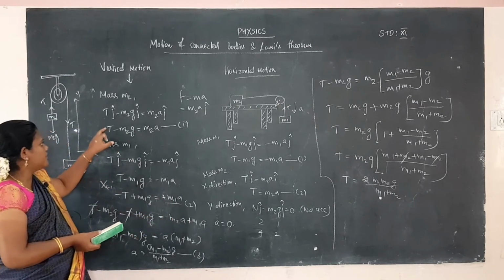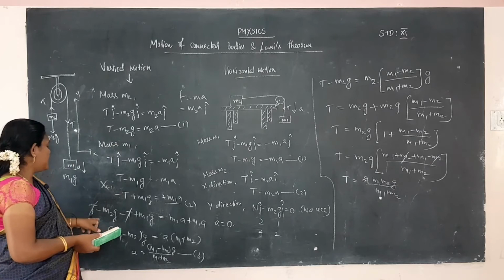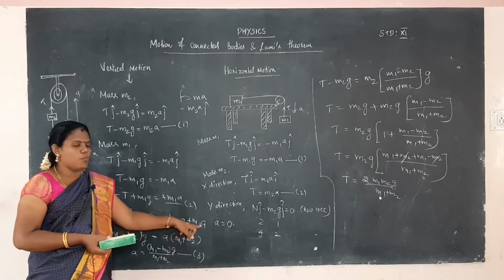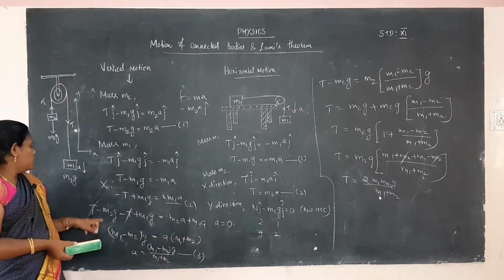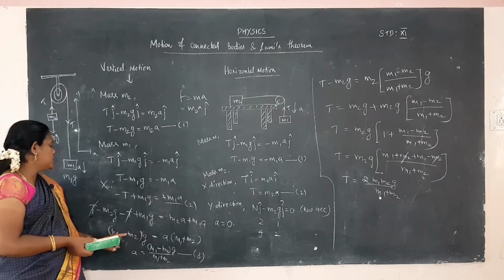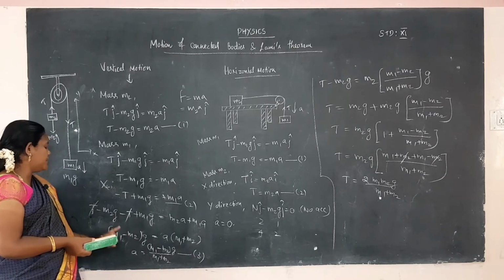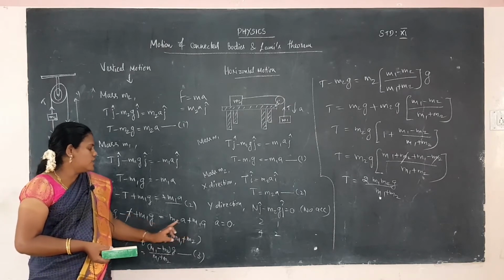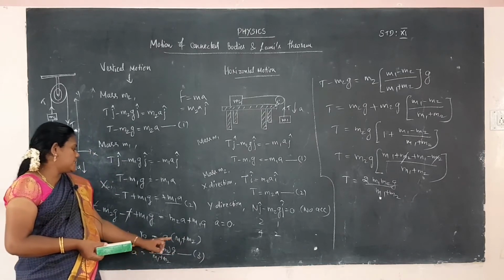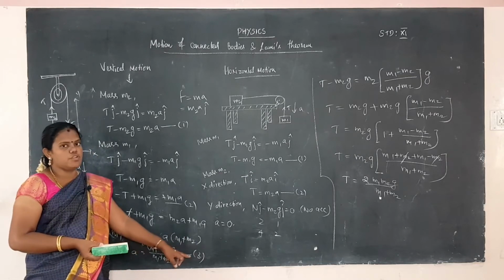We add equations 1 and 2. T minus m2g minus T plus m1g is equal to m2a plus m1a. So T cancels, and taking g as common, g into (m1 minus m2) is equal to a into (m1 plus m2). So a is equal to (m1 minus m2) by (m1 plus m2), times g. This is equation 3.